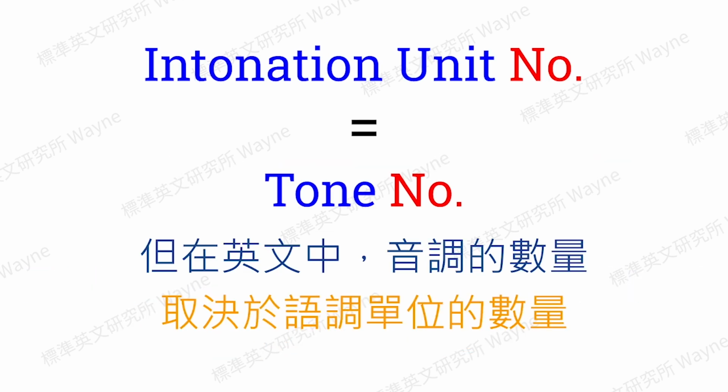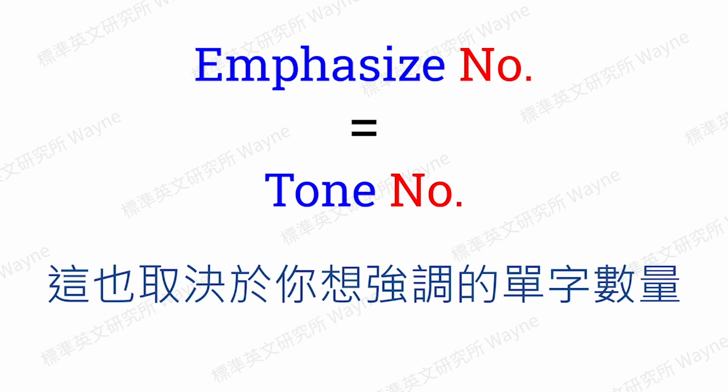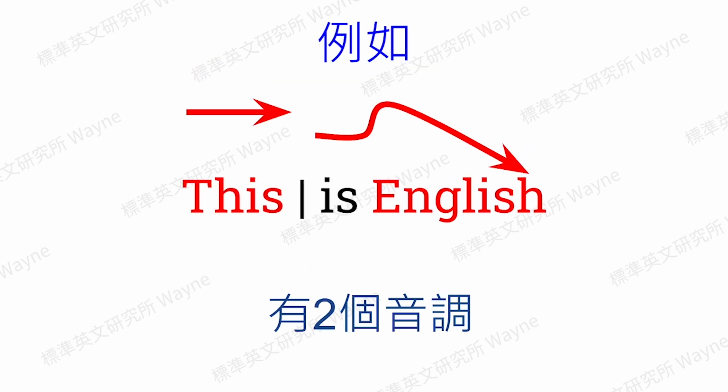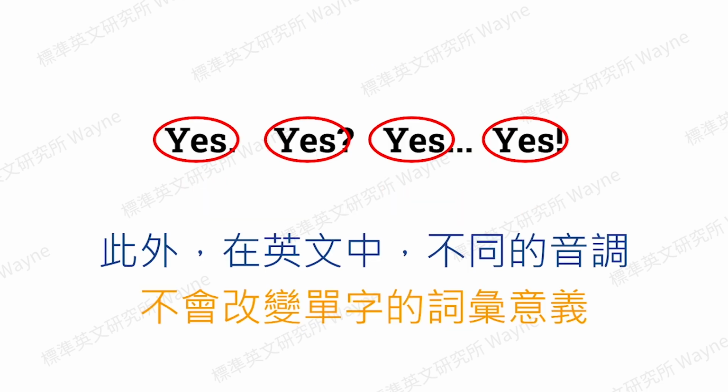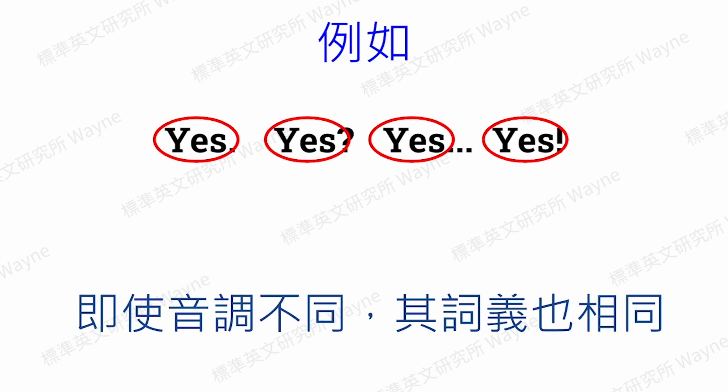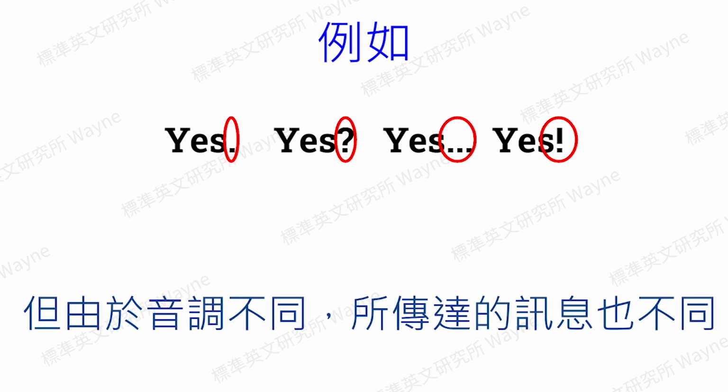For example, each of these words with the same pronunciation has different lexical meanings just because they have different specific tones. But in English, the number of tones depends on the number of intonation units, which also depends on how many words you want to emphasize. For example, this is English has 1 tone. This is English has 2 tones. Also, in English, different tones do not change the lexical meaning of the word, but different tones change the message you want to convey. For example, yes, yes, yes, yes have the same lexical meaning even with different tones, but the messages they convey are different because the tones are different.